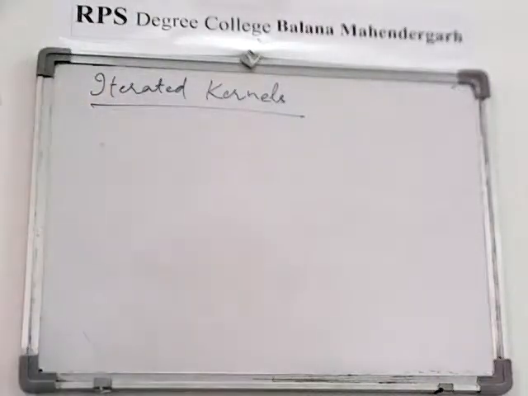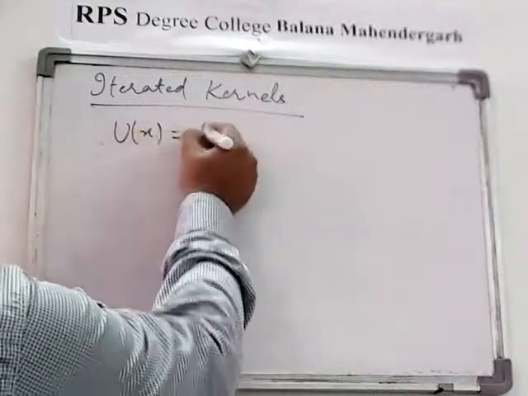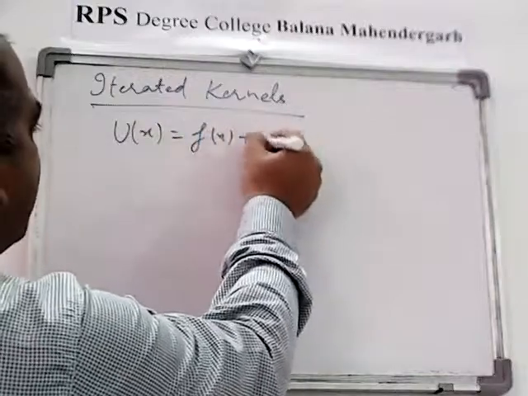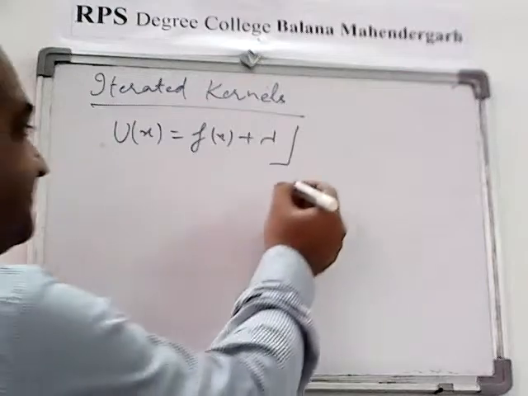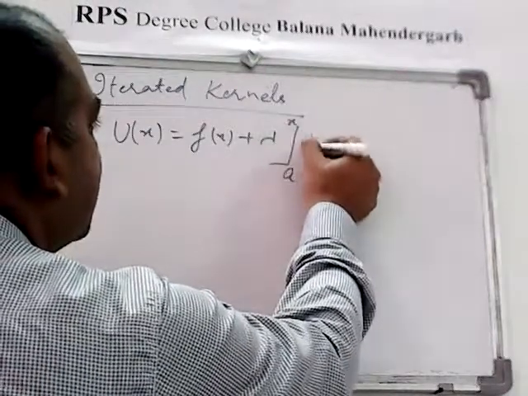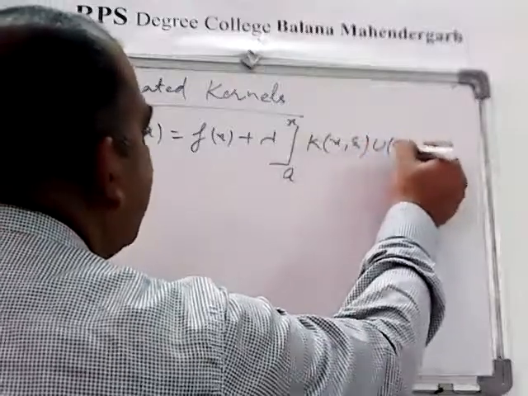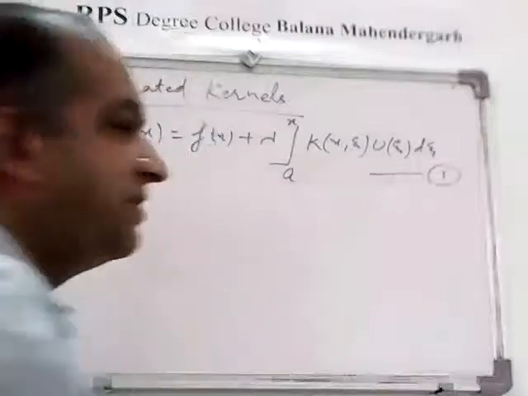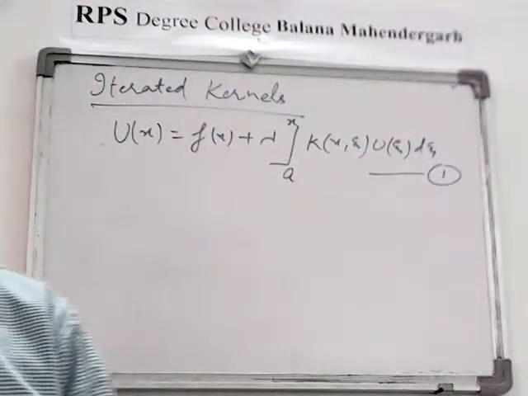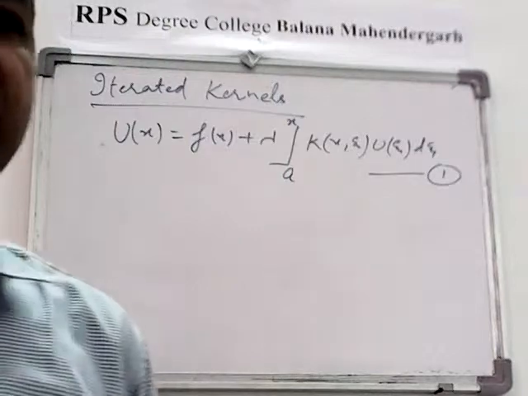Given to us, for example, I am taking the integral equation as u(x) equal to f(x) plus lambda integration from a to x, then the kernel K(x, ξ) u(ξ) dξ. This is the integral equation which is given to us, and we have to discuss the concept of iterated kernel.